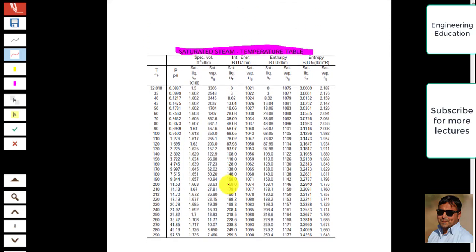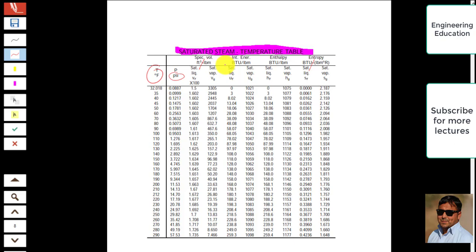Also, coming to the saturated steam temperature table, which has different units. Now here we have temperature in degree Fahrenheit and pressure in pound per square inch. Specific volume is in cubic feet per pound mass. Specific internal energy is measured in BTU per pound mass. Specific enthalpy is measured in BTU per pound mass, while specific entropy is measured in BTU per pound mass per degree Rankine, where BTU is the unit of energy, British thermal unit, pound mass is the unit of mass, and degree Rankine is also a unit of temperature. Here are 4 scales of temperatures: degree Fahrenheit, Kelvin, degree centigrade, degree Rankine.